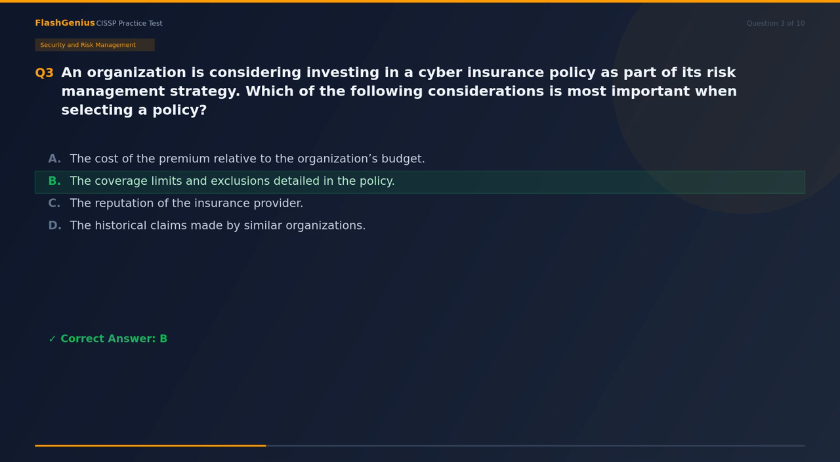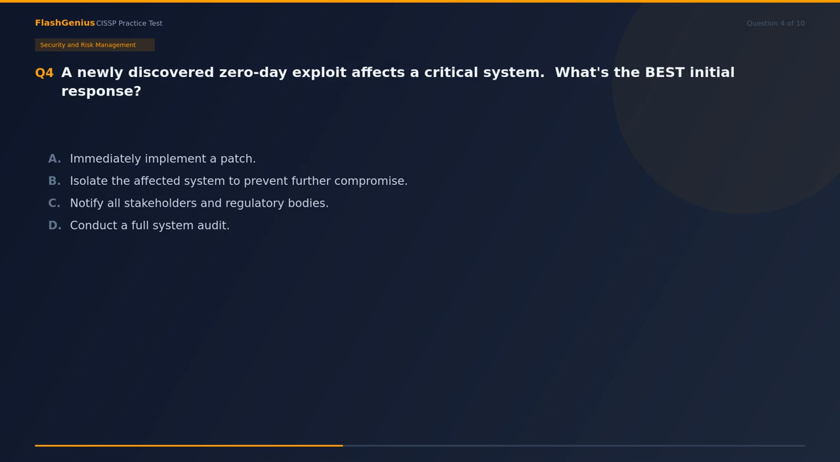Here's why. Understanding the coverage limits and exclusions is crucial, as they define the scope of protection provided by the policy and ensure it aligns with the organization's risk profile. Question 4. A newly discovered zero-day exploit affects a critical system. What's the best initial response?